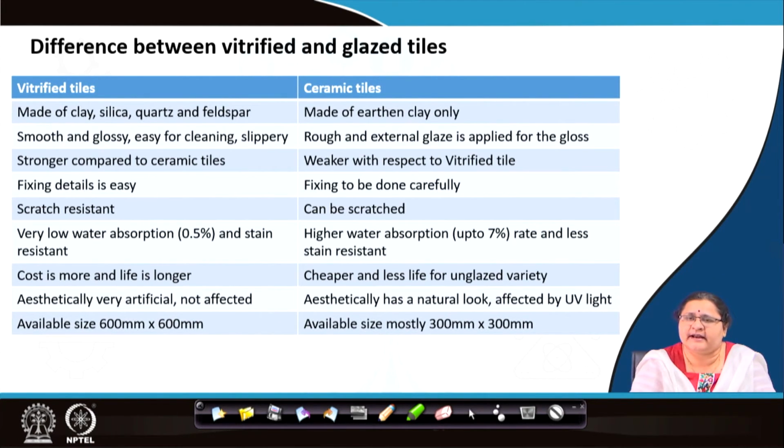The color may gradually go out of ceramic tiles due to ultraviolet rays, which will not happen in the case of vitrified tiles, because the vitrification process has happened from within. In ceramic tiles, the coating is only on the top. Vitrified tiles are also available in larger sizes as compared to ceramic tiles. I will give you a list of sizes also later.